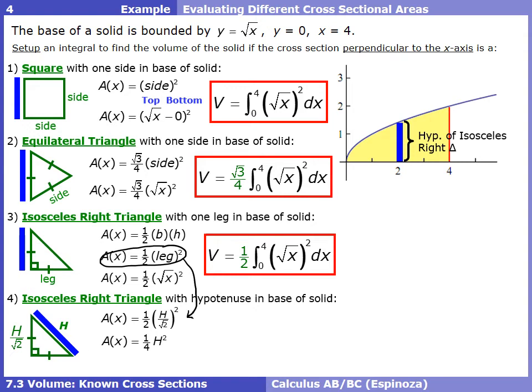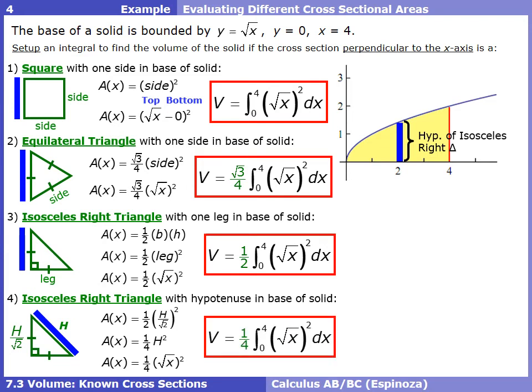How do we find h? Well, h corresponds to the length of this representative rectangle. And as you've seen in every one of these examples, the length of that representative rectangle is just found by doing top minus bottom, which you can see over here in our main picture, which is just square root of x minus 0. But again, I'm going to leave out that minus 0. And now in this case, it turns out when you have isosceles right triangles where the hypotenuse is in the base, that's just going to produce a 1/4 in front of our integral.